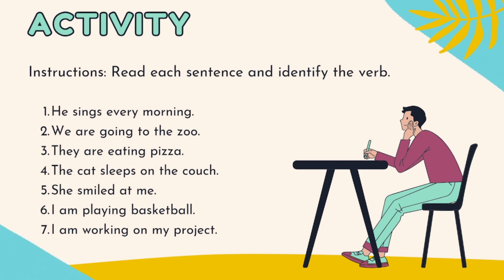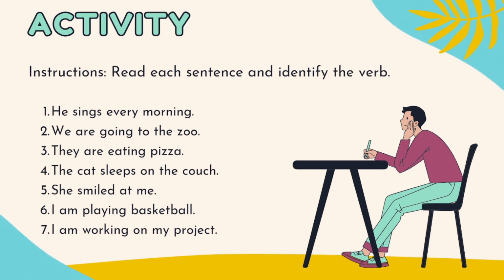So in sentence number 3, they are eating pizza. The verb in the sentence is eating. So the fourth sentence, the cat sleeps on the couch. Correct. The verb in the sentence is sleeps. The fifth sentence, she smiled at me. So the verb in the sentence is, good job. The verb in the sentence is smiled.